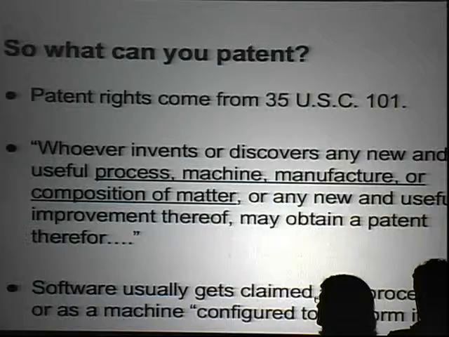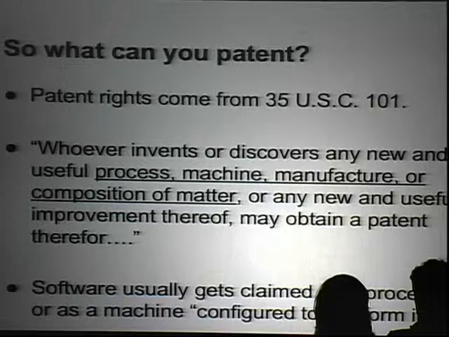So the question then becomes, what can we patent? And this is set out in the statute as being whoever invents or discovers any new or useful process, machine, manufacture, or composition of matter. And software is usually claimed as either a process or as a machine that's designed to accomplish something. If it's not one of these four things, it's right out. But with software, from the cleverness of the draftsman, they write it in terms of something that looks right.